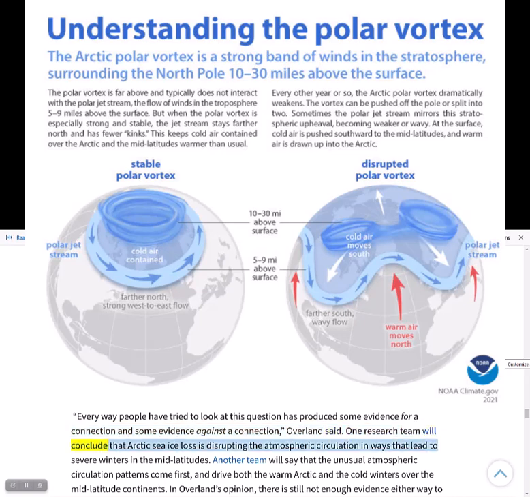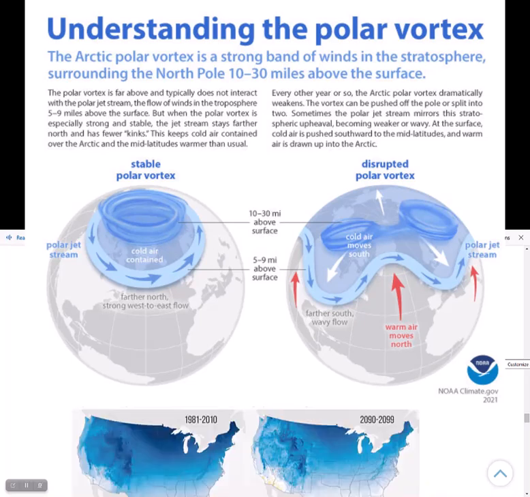One research team will conclude that Arctic sea ice loss is disrupting the atmospheric circulation in ways that lead to severe winters in the mid-latitudes. Another team will say that the unusual atmospheric circulation patterns come first, and drive both the warm Arctic and the cold winters over the mid-latitude continents. In Overland's opinion, there is still not enough evidence either way to rule the hypothesis in or out.